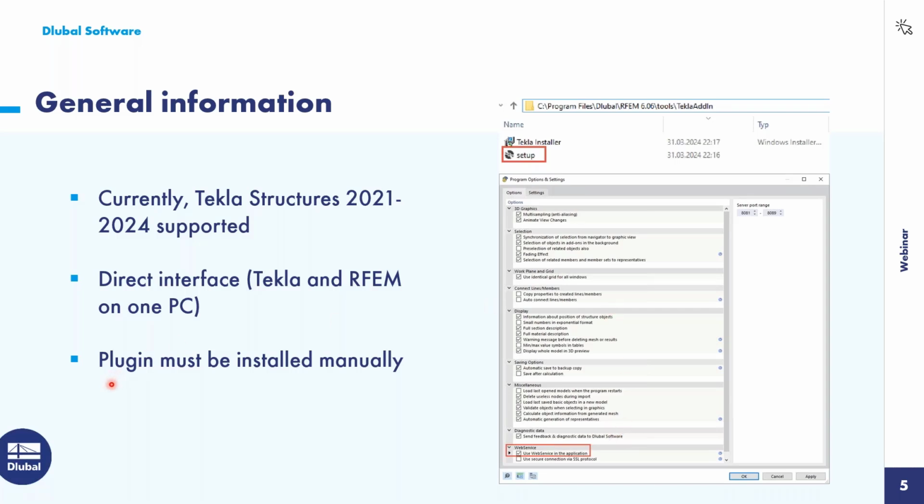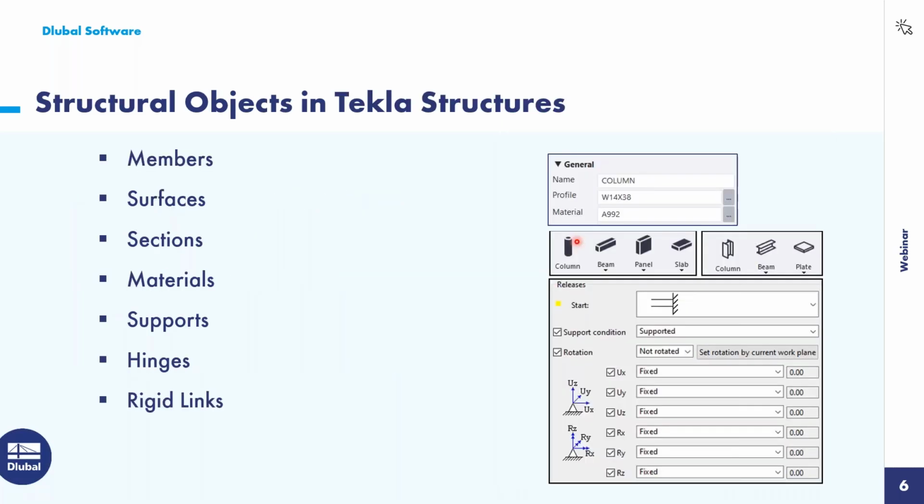And then the plugin also must be manually installed after installing RFEM 6. So you can find that setup file under this pathway after you install RFEM 6. And then once you install that, then you should be good to go. The structural objects that can be transferred between Tekla and RFEM 6 include members and surfaces, sections and materials, supports and hinges, along with rigid links.